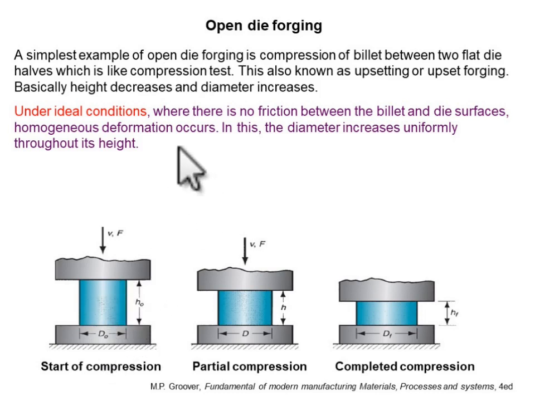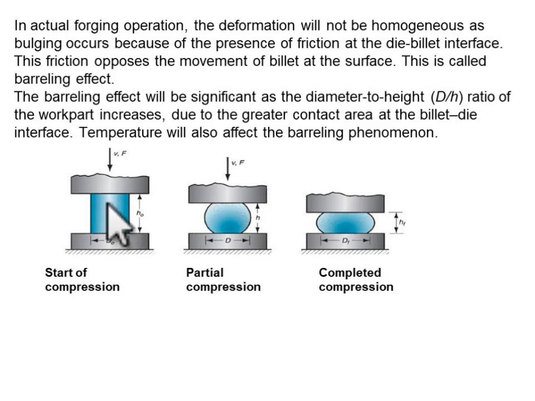a billet. So under ideal condition where there is no friction between the billet and die surface, the shape of the workpiece should be like this. But in real condition, the shape looks like this. This is called the barreling effect, and this is because of the friction between the surfaces.